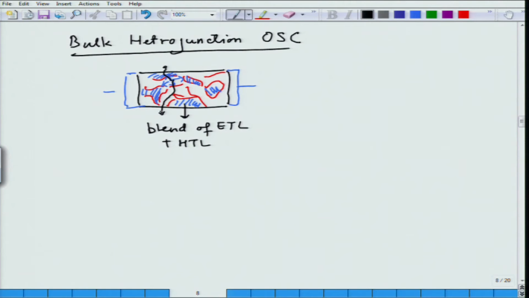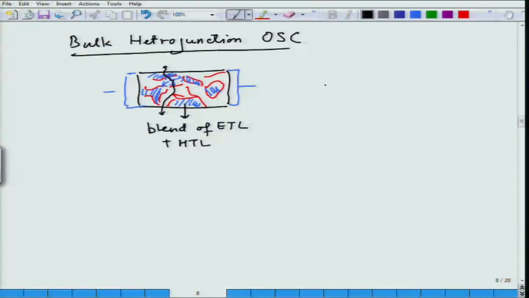So, it has increased the surface of the junction of the two semiconductors by blending them together. Now, that junction surface of the electron transporting and hole transporting semiconductor is much larger than if you were making the bilayers. So, that improves the efficiency even further, and this particular organic solar cell has shown fairly high efficiency.